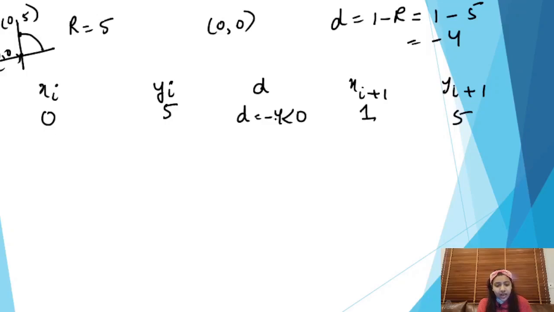Now we will calculate the value of d when we are choosing the east pixel. How do we calculate the value of d in that case? The value of d comes out to be original d, which is minus 4, plus twice of xi plus 3. Twice of xi is 0 only, plus 3, which comes out to be minus 1. So the next value of x is 1 and y is 5.